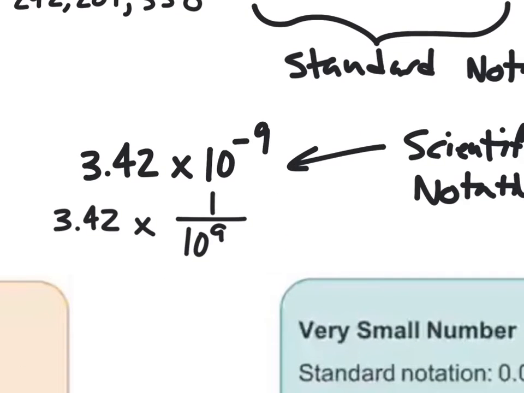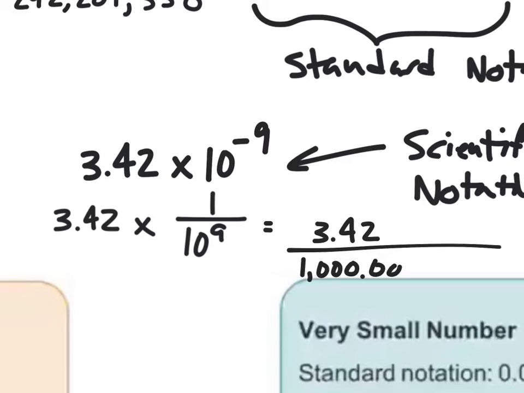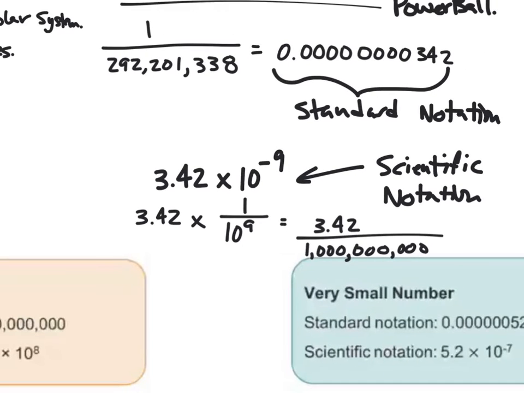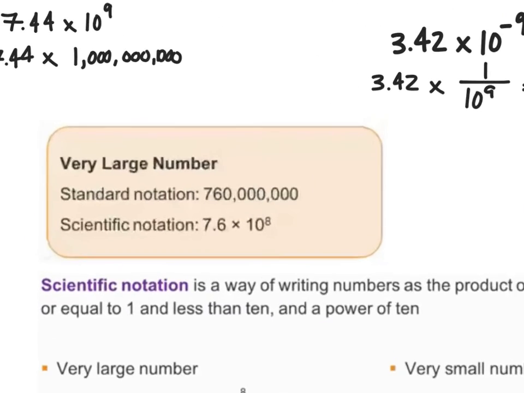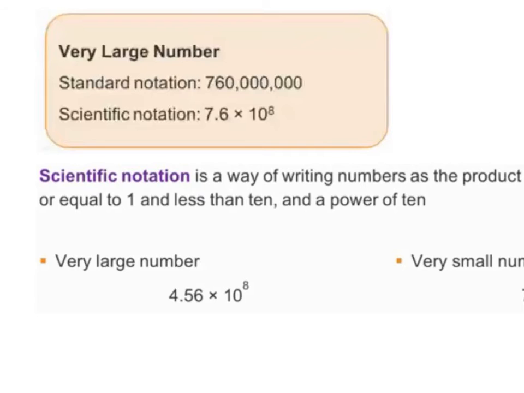And over here, let me rewrite this out. It's really doing 3.42 divided by a billion, and that's pretty crazy. This is just going to give you a really, really small number. You're just expressing this number in a different way. And so what we want to be able to do is convert these numbers and do this.